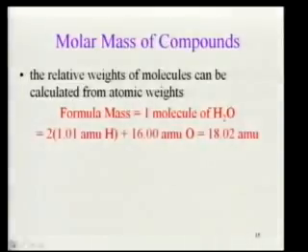Notice that if I just wanted you to take the formula mass, how much does one water molecule weigh? You would just do it in AMU, right? You would realize there are 2 hydrogens and 1 oxygen. Each hydrogen's about 1. Each oxygen is 16. You've only got 1 of those. So add it all together and you get about 18.02 AMU.